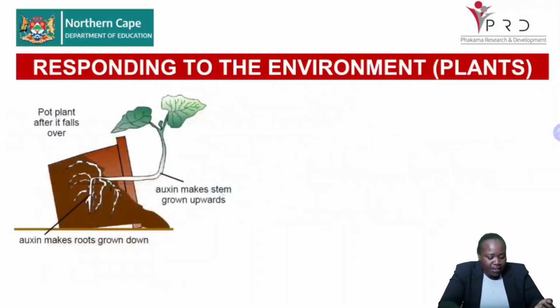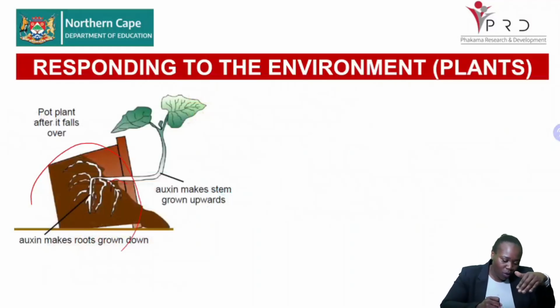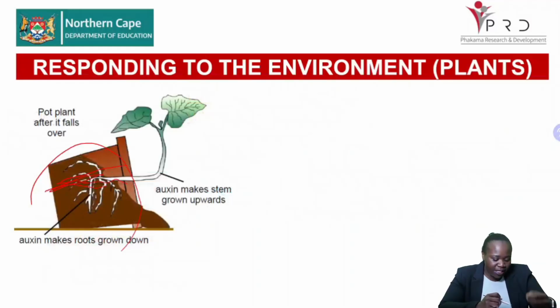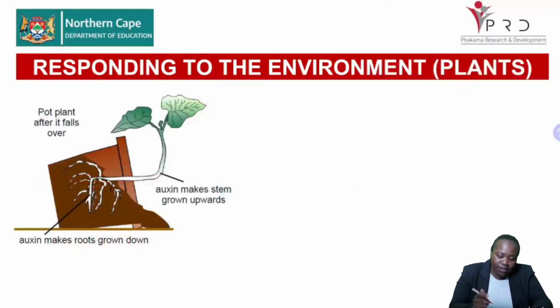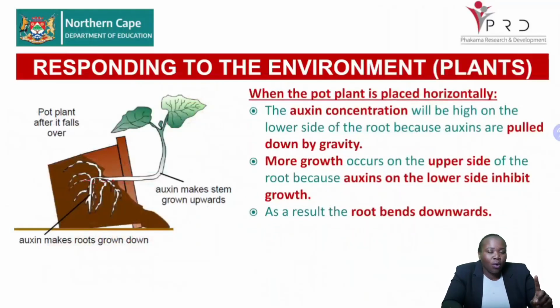Now, here we can see that our flower pot or our plant pot has fallen, right? It means that now the plant is going to be placed horizontally. The roots are going to be horizontal, right? Now, what happens is that because now there is gravity, the auxins are going to be pulled down towards gravity, meaning that we are going to experience a high concentration of auxins on the lower side of the root. When we experience a high concentration of auxins on the lower side of the root, it means that there's going to be more growth on the upper side of the root.